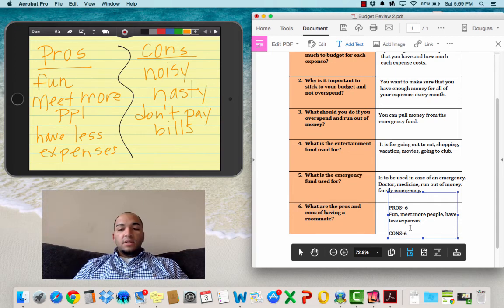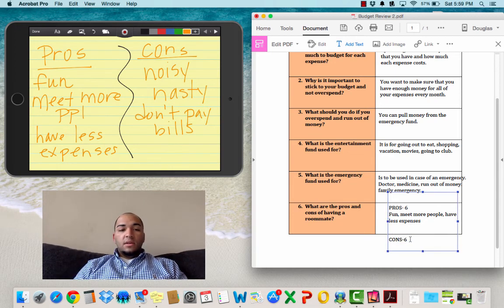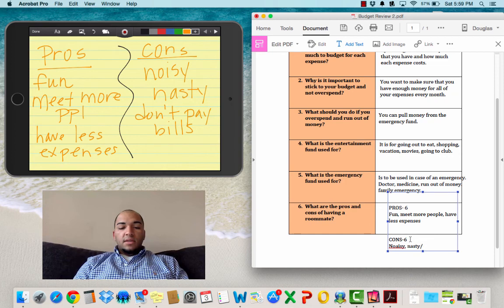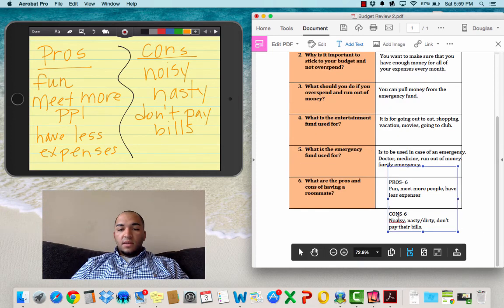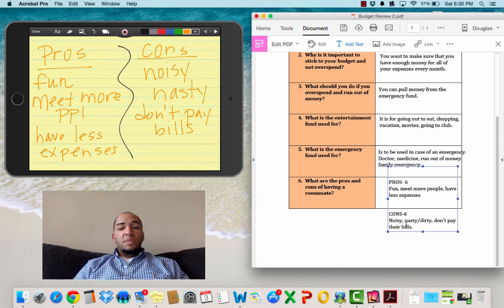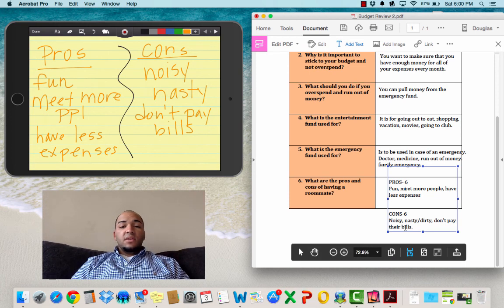But for cons, we said that they might be noisy, nasty or dirty, and they might not pay their bills. All right, looks like I spelled noisy wrong. Let me fix that. There we go. So pros might be that they're fun, you get to meet new people, you have less expenses, and the cons are that they are noisy, nasty, or dirty, and don't pay their bills. And again, I want you to come up with 3 more pros, and 3 more cons, because it's important that you also think for yourself.